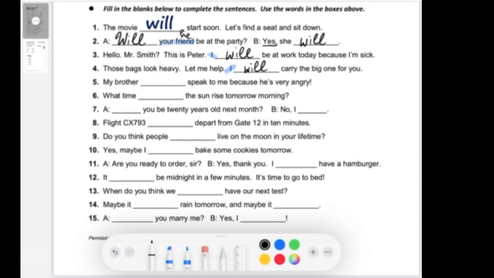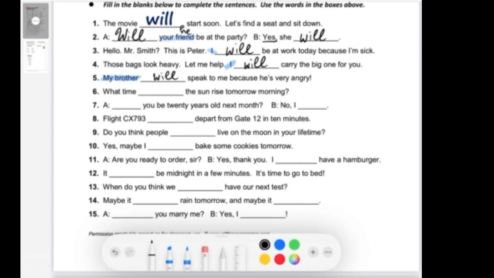The next one, my brother, who is this? My brother, it's he or she, so we use will: he will speak to me because he's very angry. What time, and this is the question, the sun is like it, so what time will the sun rise tomorrow morning? Tomorrow morning is also the keyword. You be 20 years old next month. Next month is the keyword. It is the question, so you and this will: will you be 20 years old next month?